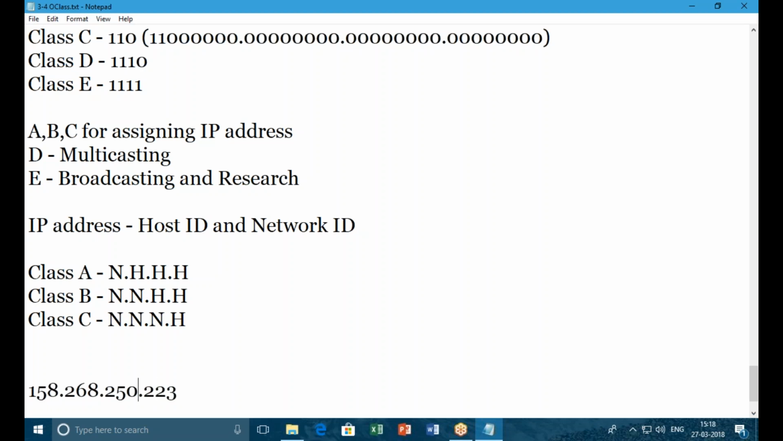Now it means if you have any IP address like this, first we need to identify which class it belongs to. To identify which class it belongs to, first we need to know the range of the class. What is the range of class A? What is the range of class B and class C? So when we know the ranges, then we can identify which class it belongs to. Now, when identifying the class, we have to take only the first octet.